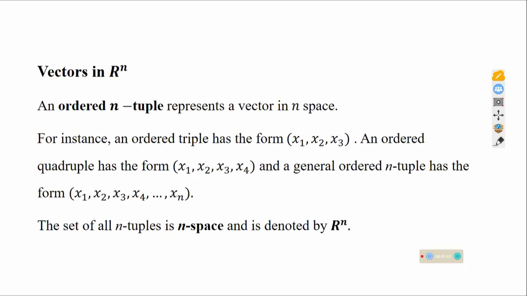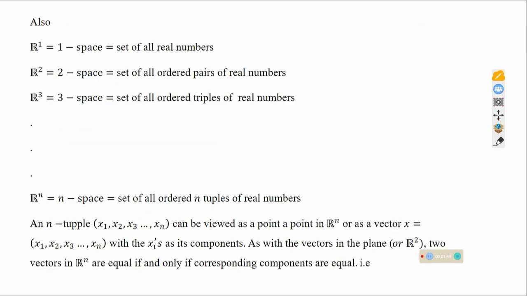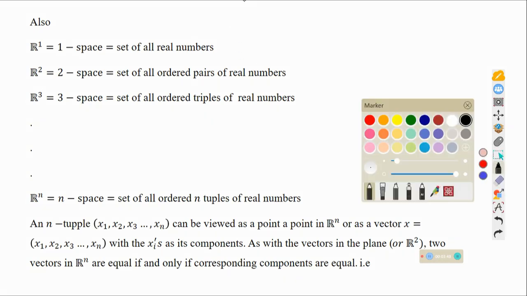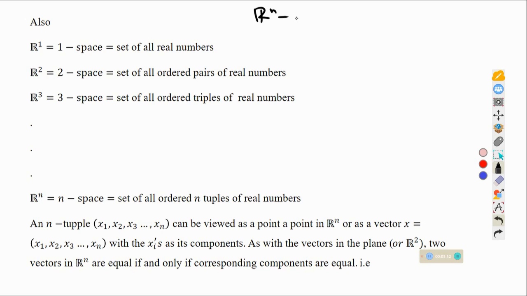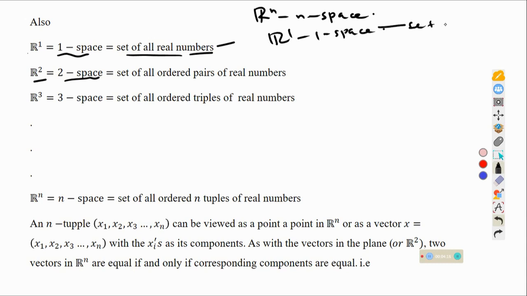We shall give some simple names. If it is R to power n, that is an n tuple. But if it is R to power 1, that is when n is 1, we call this the set of real numbers. When n is 2, we call it 2 space. If it is R to power n, this is an n space. So if it is R1, that is 1 space, because our n is 1, and that is called the set of real numbers.